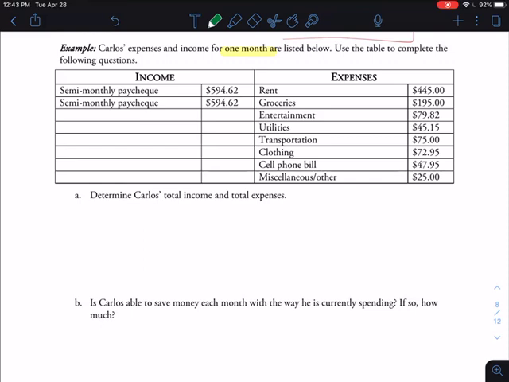Okay, in question A, let's determine Carlos's total income. We're going to do that just by adding up all his income sources here. So we're going to add up that semi-monthly paycheck. Remember that getting paid was a big unit last year, where you learned, or are supposed to have learned, how to calculate your net paycheck and your gross and all that stuff. You should also know what semi-monthly, bi-weekly, and all those things mean.